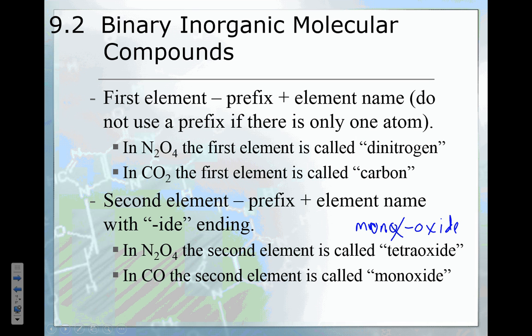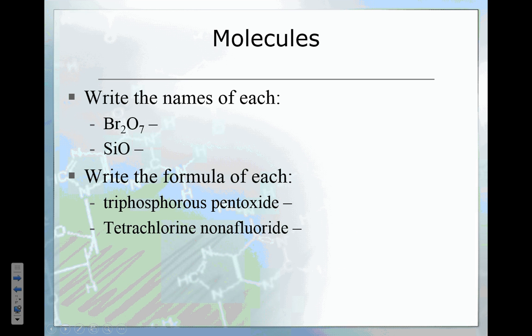Now, one of the things you need to realize is sometimes when we make a double vowel, if it's goofy or odd, that means we're dropping the vowel from the first prefix. And it's something you should remember and try and use, but it's something I'm not going to penalize you for. So if you did write monooxide, I'd probably let it slide. So let's try a couple of these.